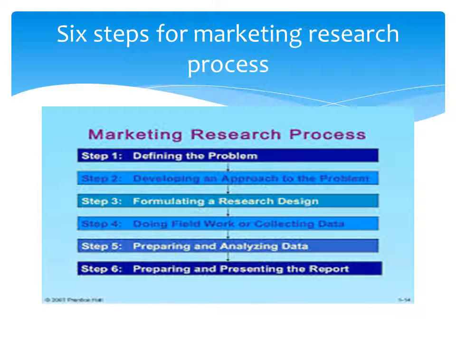Here in this figure, we see the marketing research process in its 6 steps. Step number 1, defining the problem. Step number 2, developing an approach to the problem. Step number 3, formulating a research design. Step number 4, doing fieldwork or collecting data. Step number 5, preparing and analyzing data. Step number 6, preparing and presenting the report.